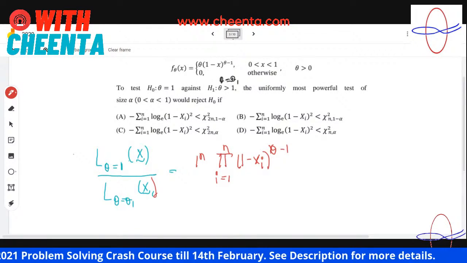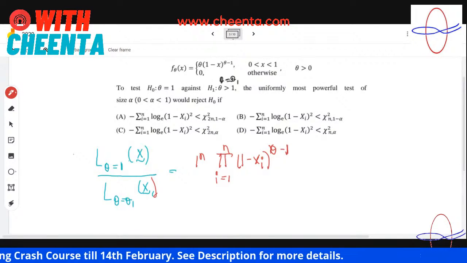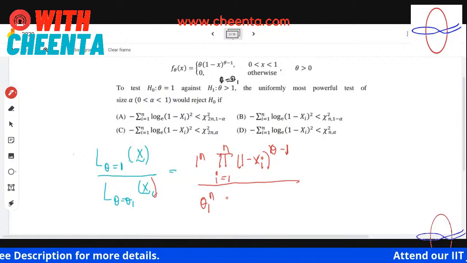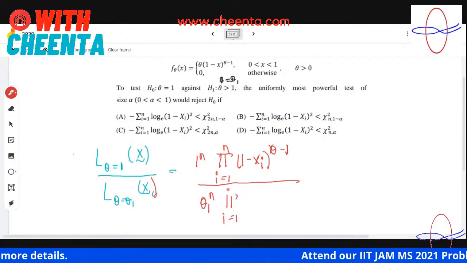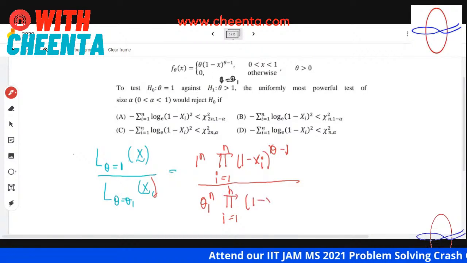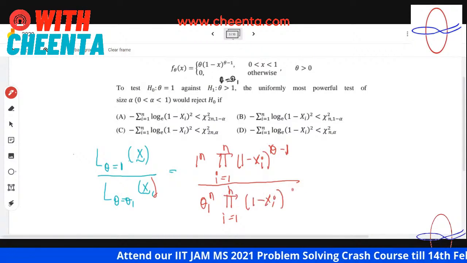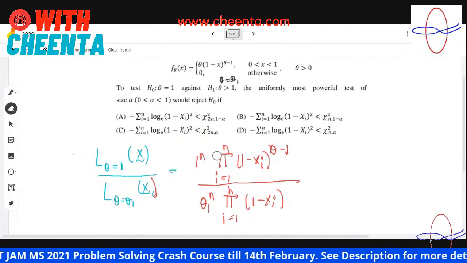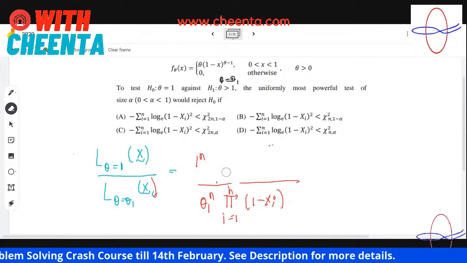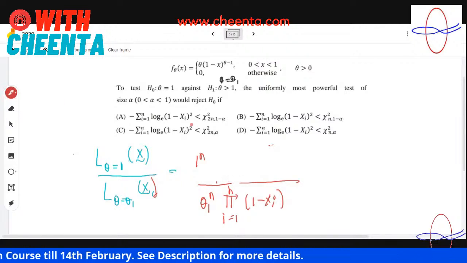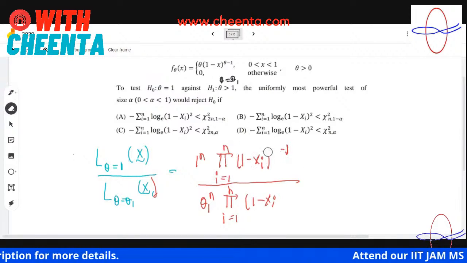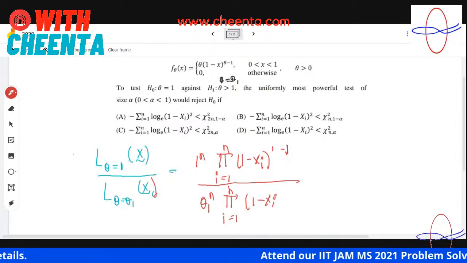And similarly, down here it will be theta 1 to the power n times the product of 1 minus xi, whole to the power theta minus 1, but here theta is equal to 1, so the exponent will be 0 and it will be just 1. Rather I could write it over here, it will be just 1, and here it will be just theta 1 minus 1.